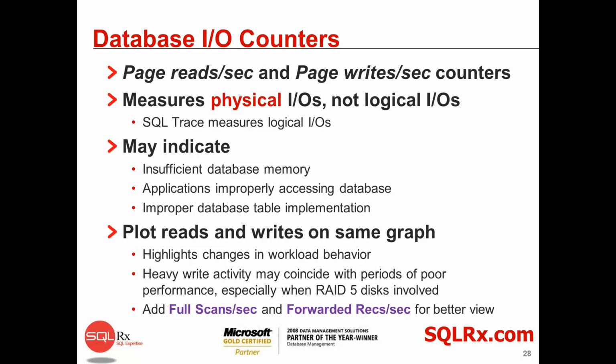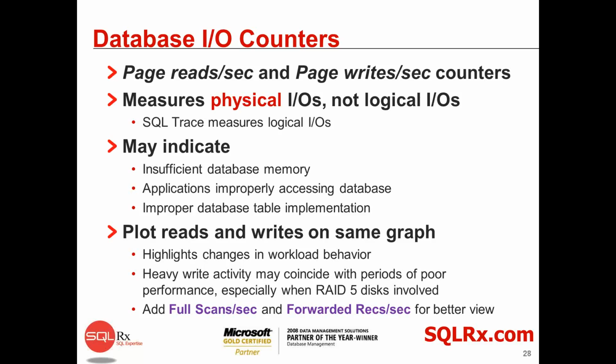Some I/O counters from the database side are page reads per second and page writes per second, and this measures the physical I/Os done by SQL Server. SQL Trace and many other sources often measure logical I/Os. They may indicate a bad application, insufficient database memory, lack of indices, all kinds of things. So what I try to do is plot reads and writes on the same graph, and I particularly try to see if I have poor performance when I'm doing lots of writing.